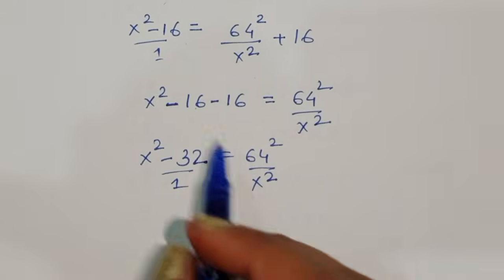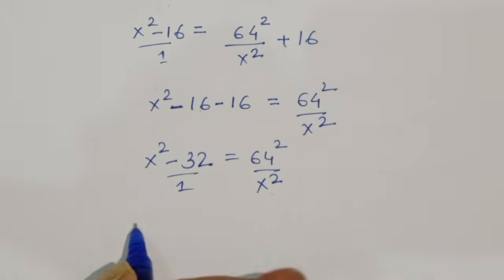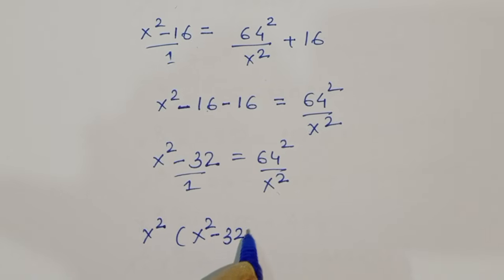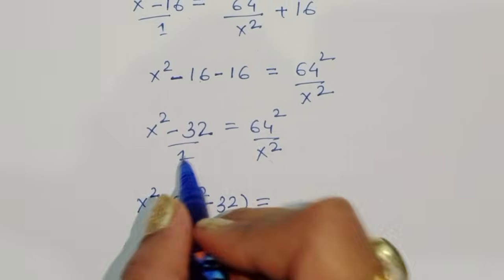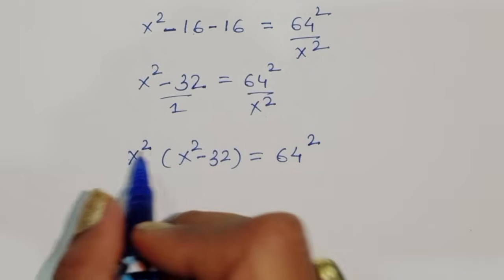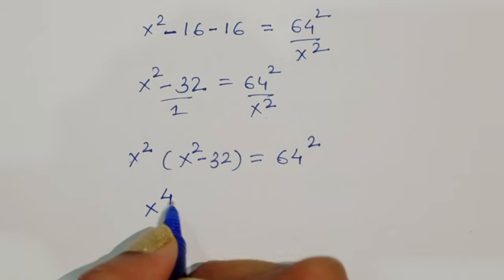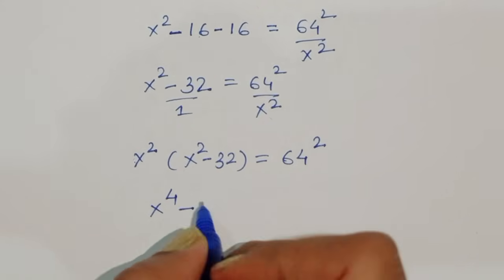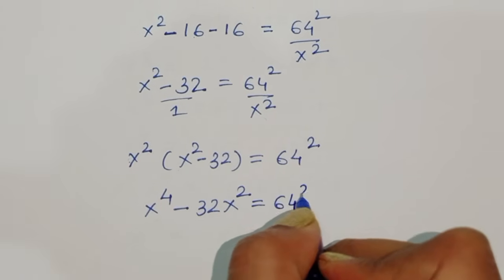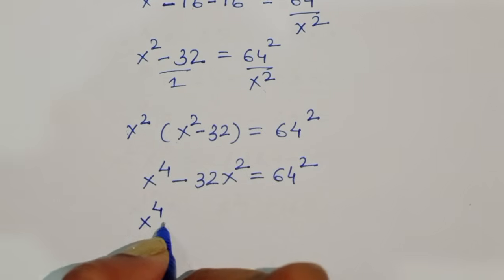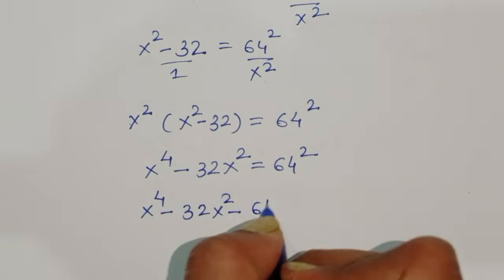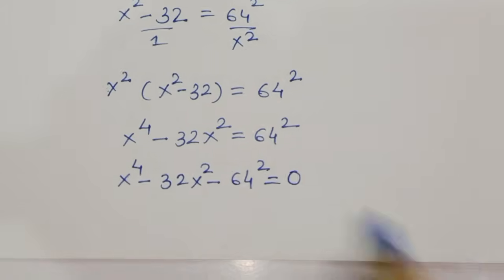So when we are doing cross multiplication, we will get here x square times x square minus 32 is equal to 64 square times 1. So it will become here 64 square. Now x square times x square will become x power 4 minus 32x square is equal to 64 square. So here it will become x power 4 minus 32x square minus 64 square is equal to 0.